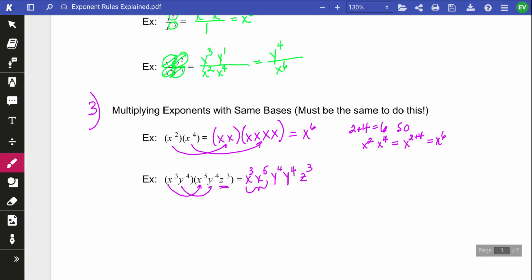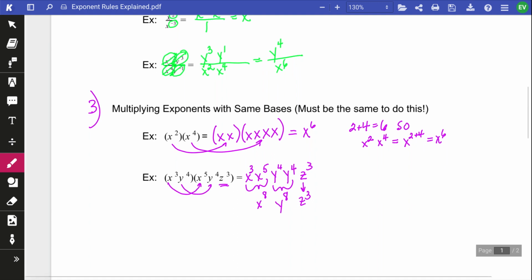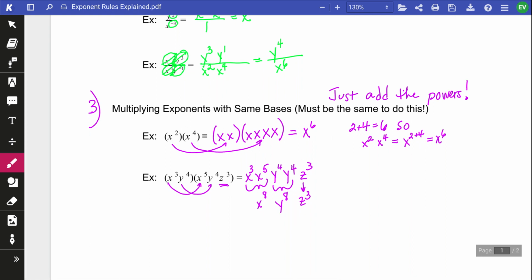Then I have x to the 3rd times x to the 5th, so 3 plus 5 is 8, so that makes x to the 8th. I have y to the 4th, y to the 4th, again 4 plus 4 is 8, so y to the 8th. And I just bring down my z to the third, and that's my final answer. So when you're multiplying exponents with the same bases, you're going to add the powers. Just add the powers. And that's it. That's all you have to do for that.